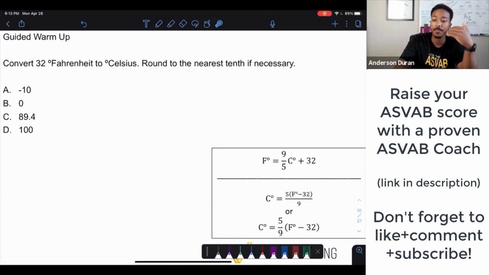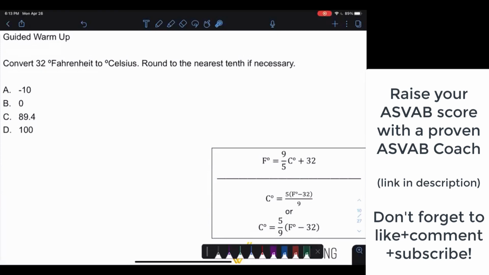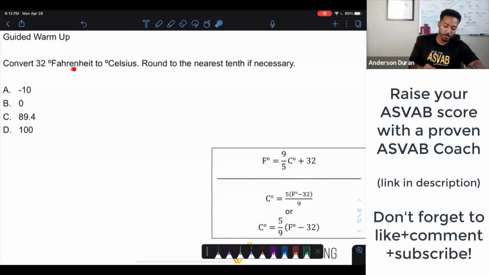It's okay. But then the moment that you realize, okay, I see the formula now, I know what it is, then dump it and keep moving forward. Let me go ahead and let Elijah and Dominique in. So let's get started here. So the question reads, convert 32 degrees Fahrenheit to degrees Celsius. Round to the nearest tenth if necessary.